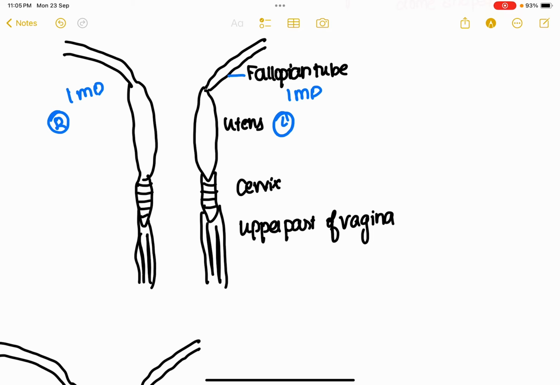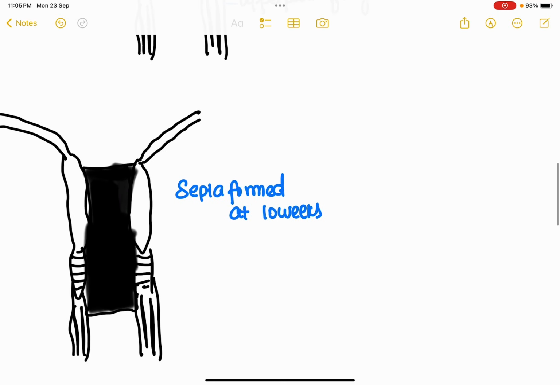Is that clear? So this is the fallopian tube, this is going to be the uterus, this is the cervix and this is the upper part of the vagina. So each side's Mullerian duct will give rise to each side's fallopian tube, half of the uterus of each side, half of the cervix of each side, half of the upper part of vagina of each side. Is that clear?